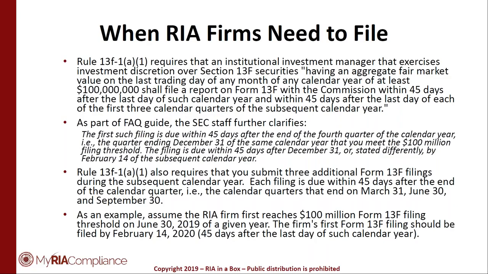So it's not just an annual filing. While you have a bit of a grace period to file your first 13F filing, then going forward, you're going to need to make quarterly filings within 45 days after the end of each quarter. So after March 31st, June 30th, September 30th, et cetera. We're approaching the next deadline for the Q2 of 2019 filing, which is August 15th to file your quarterly filing for 13F securities.